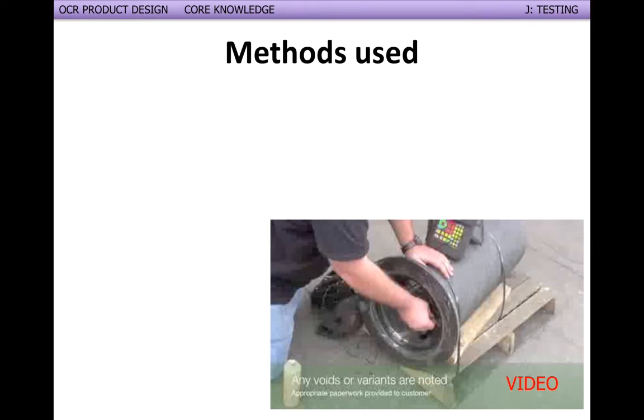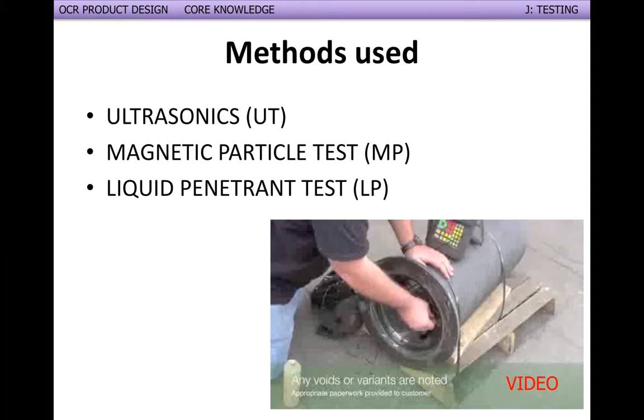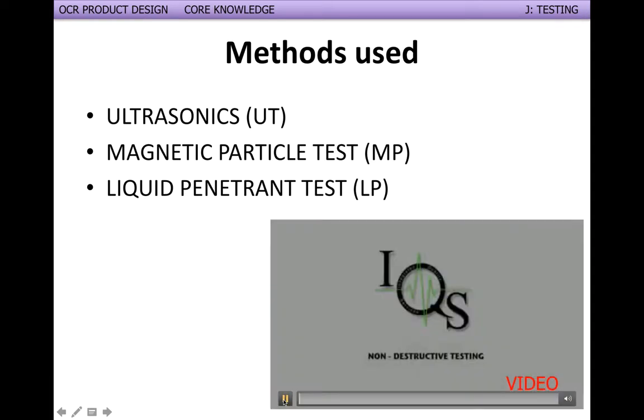And there are a few methods that are used, and we're going to look at the three main ones. That's ultrasonic, sometimes just called UT or U testing, magnetic particle testing or MP testing, and a liquid penetrant test or LP testing. These are all ways of trying to see inside the product.